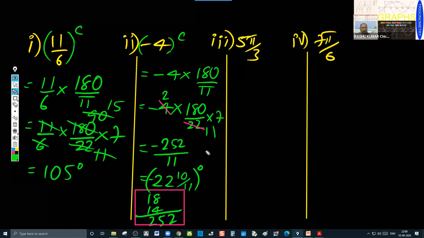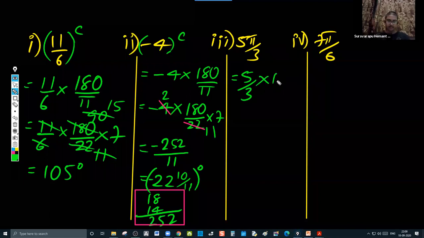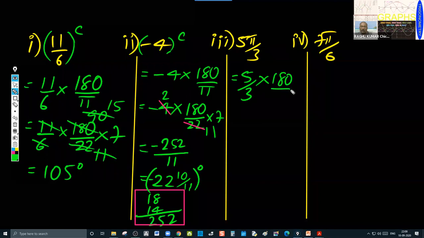Okay. Similarly, this 5 pi by 3 can also be converted in a similar manner. Come on, you do that. Instead of pi, you just write 180, because we know pi radians is equal to 180 degrees. So what happens? It can be straight away done like this, 5 by 3, 300 degrees. 180 by 3. So what is the second answer?